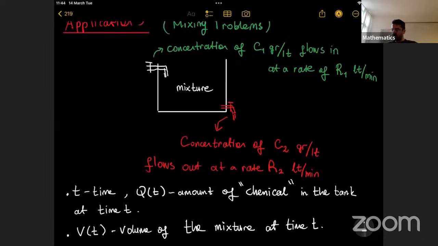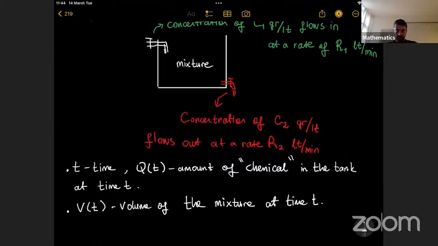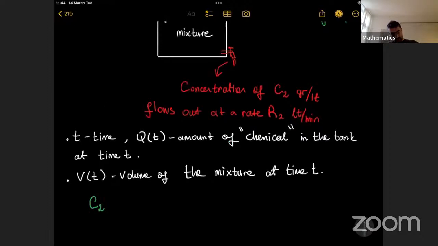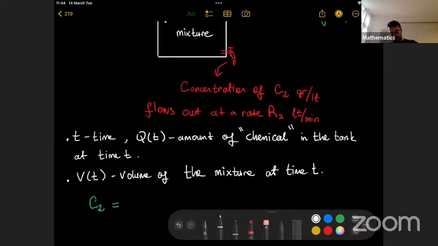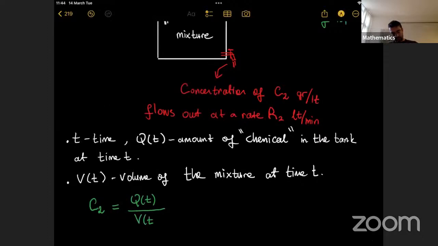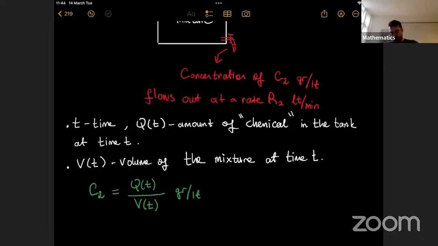Well, what is, for instance, here C2? C2 is the concentration of the mixture flows out, right? So you can write this equation for C2. C2 is basically, let's say at time t, you have that much Q2 amount of chemical, and the volume is Vt. So this is basically the gram per liter. Okay, so you can use this formula to write C2. This is one formula we will use.